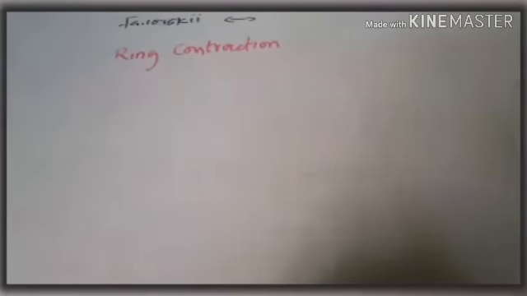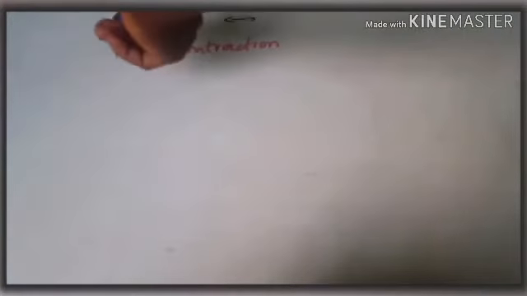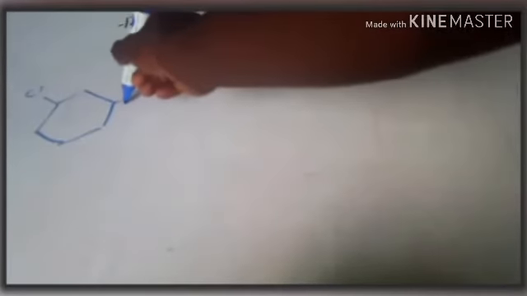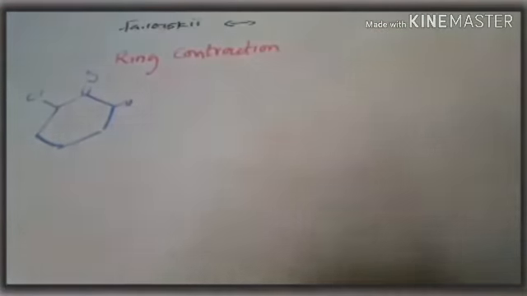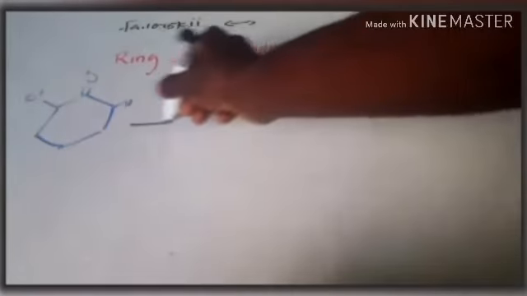So let us draw our ring. Suppose we are using alpha haloketone. Let us say we are using this. Okay, chlorine, ketone. Okay, this is alpha chlorohexanone. That is the name of that compound there, alpha chlorohexanone. So we want to react this compound and see how Favorskii's rearrangement works for this particular compound.